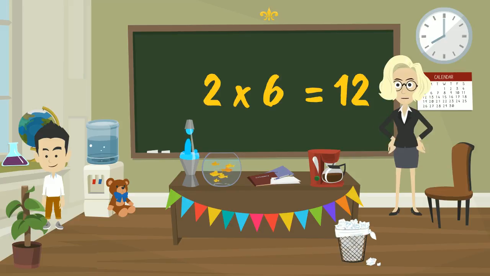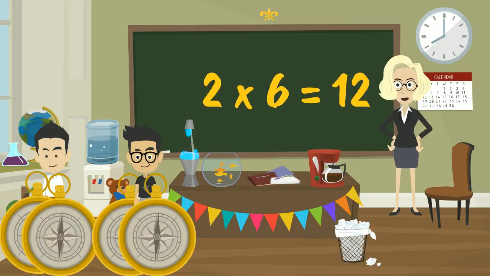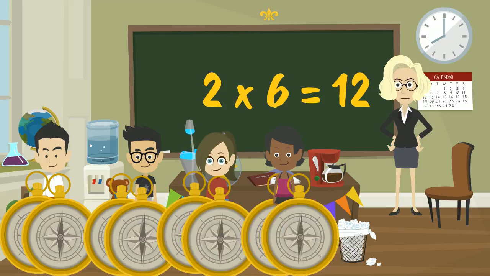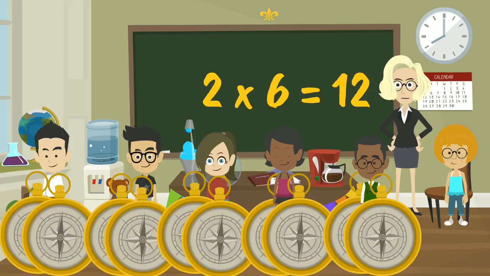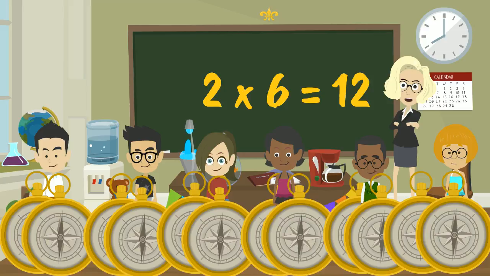If one child has 2 gold compasses, and a second child has 2 gold compasses, and a third child has 2 gold compasses, and a fourth child has 2 gold compasses, and a fifth child has 2 gold compasses, and a sixth child has 2 gold compasses, then how many gold compasses do we have amongst all 6 children? Yes, there are 12 beautiful gold compasses. 2 beautiful gold compasses in the hands of 6 clever children will be 12 altogether. So 2 times 6 equals 12.